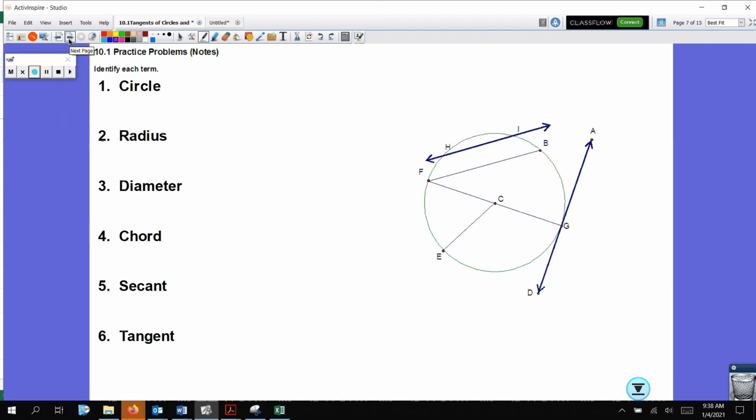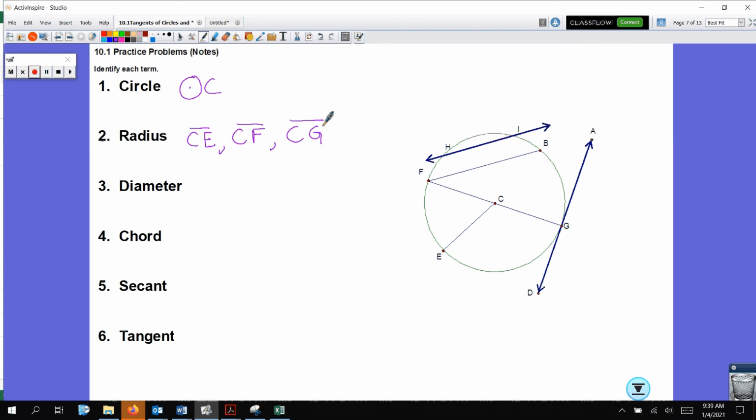All right, so now we have some practice problems, okay? So first off, we need to name this circle. That's what number one means. This is circle, look for the center, C. So we say circle C, okay? Number two says radius. We're going to identify all the radii. I guess that's the plural for radius. So CE, that's a radius. CF, that's a radius. And then I also see CG. Okay, those are the radii.